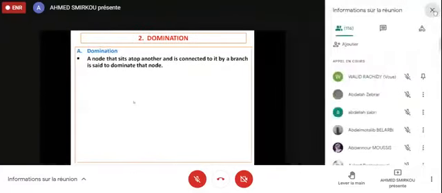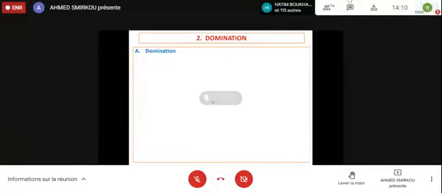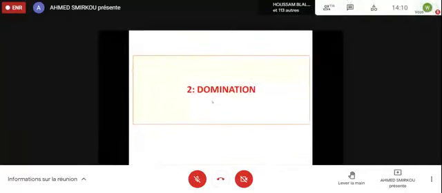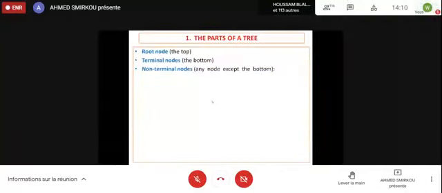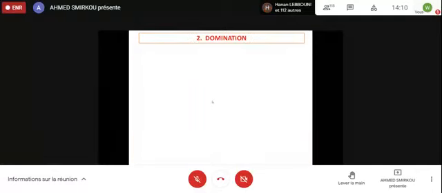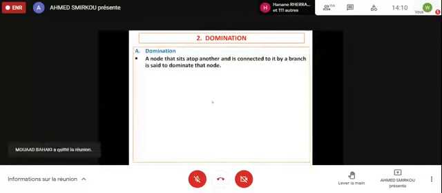Domination is the first important term in syntax. The previous ones are just technical terms you need to know: label, branch, which is a line, root node, terminal node, non-terminal node, branching node, non-branching node. Very, very simple terms. Now we move to domination. Some syntacticians call it dominance. This is a definition first.